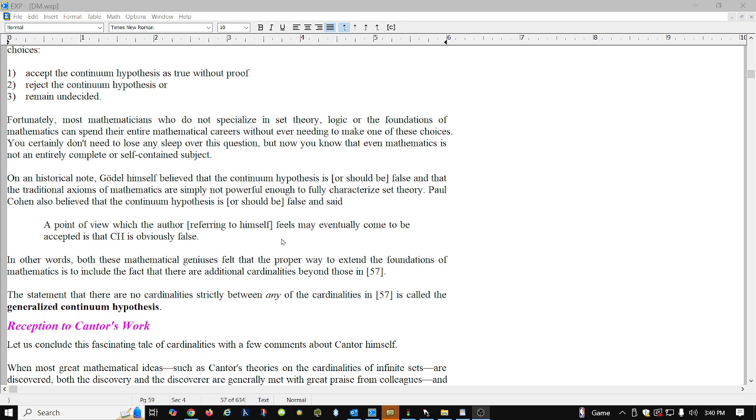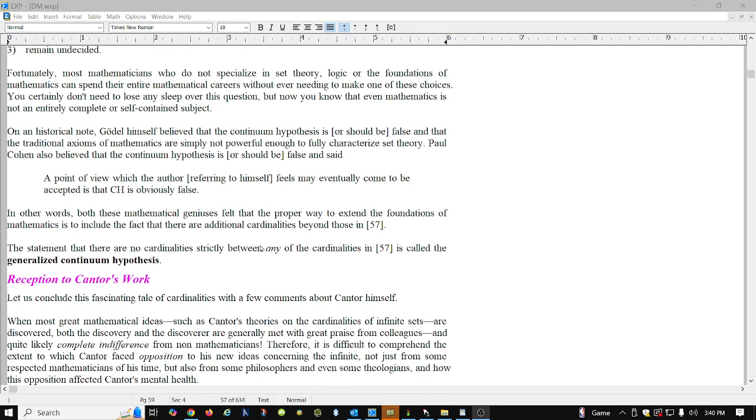Cohen said, a point of view which the author, meaning himself, feels may eventually come to be accepted is that CH is obviously false. I wish I understood what he meant by obviously false, but it's too late to ask him. In other words, both mathematical geniuses felt that the proper way to extend the foundations of mathematics is to include the fact that there are additional cardinalities beyond those in the list I gave you.